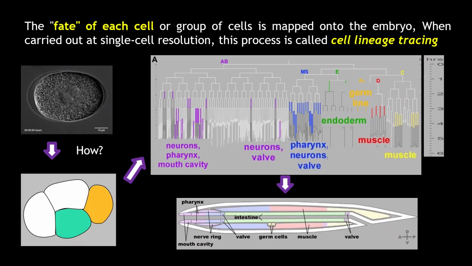So this is what we were talking about. When we talk about the fate of each cell, we can map them out in the embryo, and the process is called cell lineage. So with the fate map, C. elegans is perfect because there are not too many cells. I know this looks like a lot, but with other organisms this would be impossible.